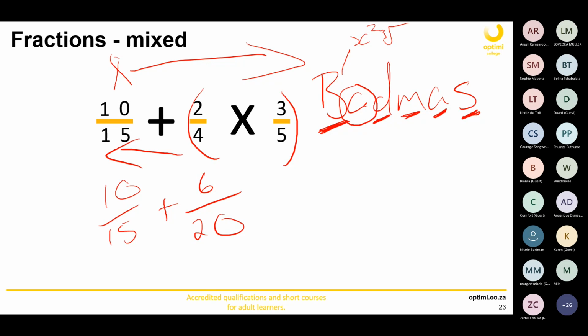10 divided by 3 is 3,33. We do not like working with decimals when we're doing fractions. So I suggest you do the easiest way. This is really the easiest way for me. Let's multiply at the bottom. 15 times 20 is 300.